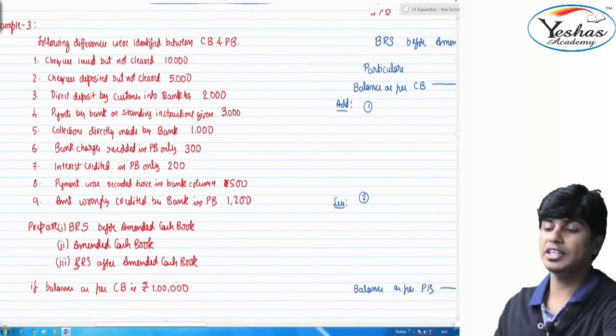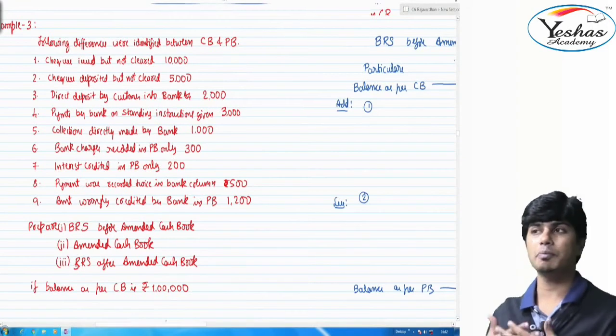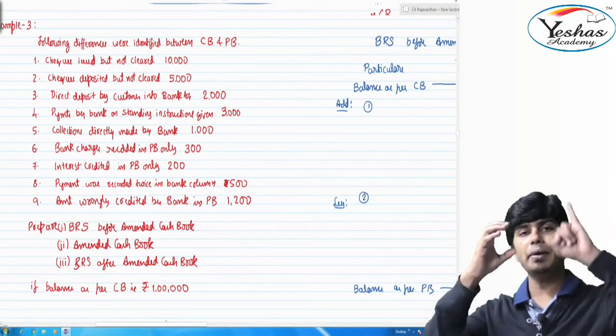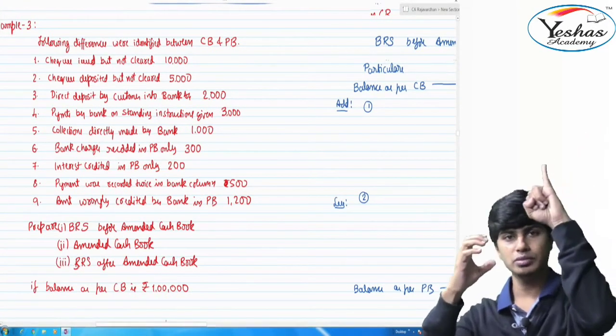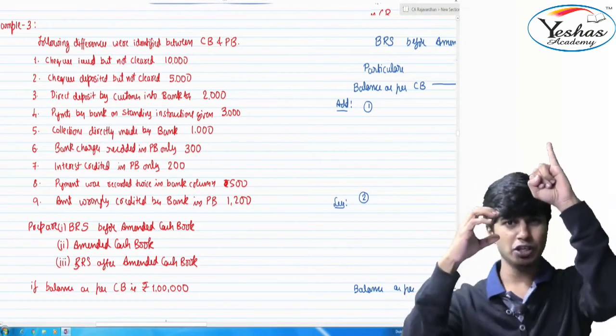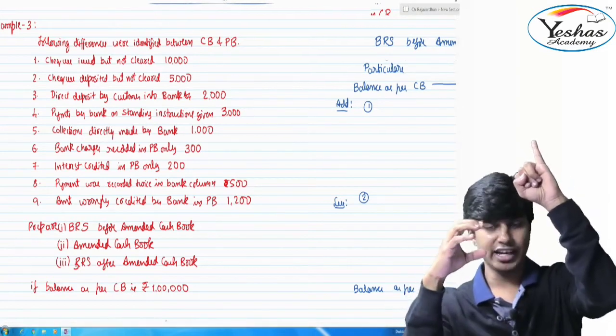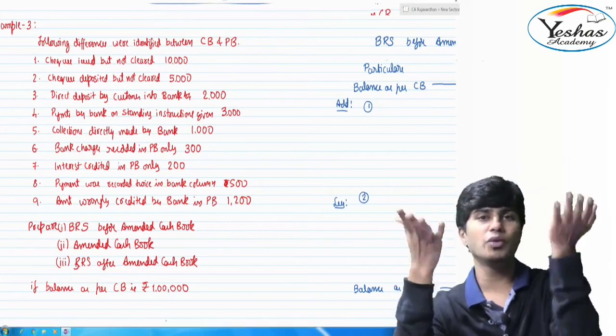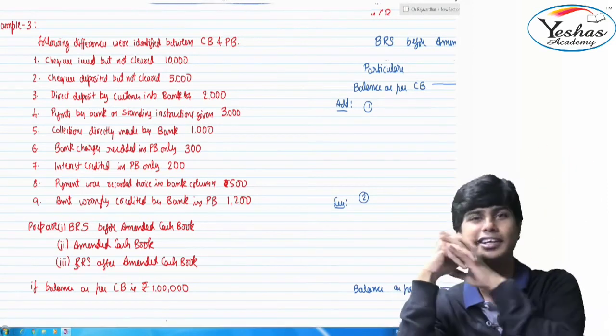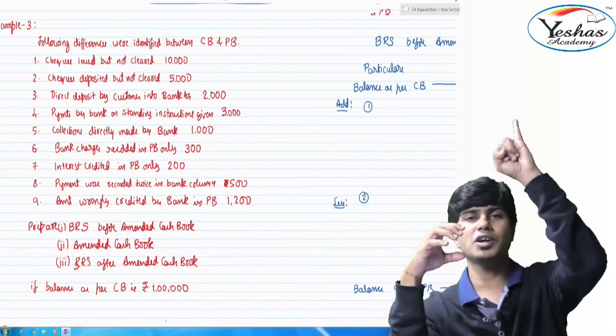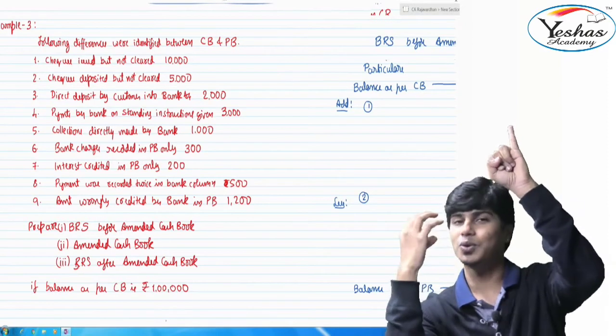Let us go to third one now. Direct deposit by customer into bank account. When a customer directly deposits money into my bank account, my passbook balance will increase and cash book is not. My passbook balance has increased, but cash book is not. Where are we making changes? Cash book. What should I do? Add. So passbook balance has increased, cash book has not. Can you see the P? No, you cannot see the P.